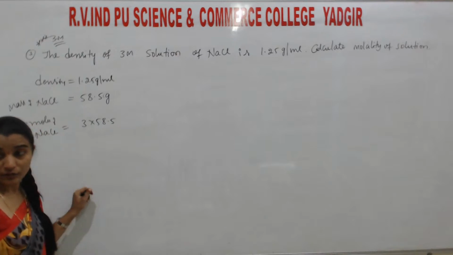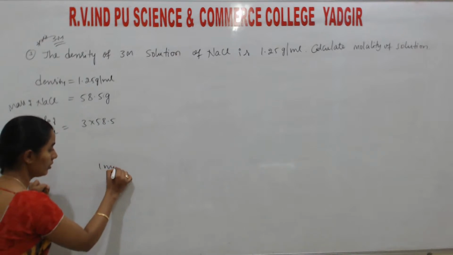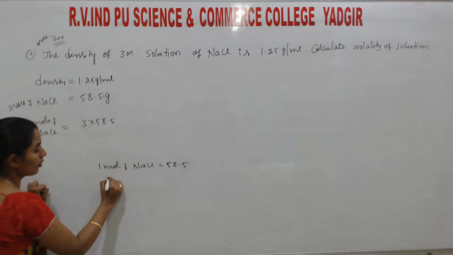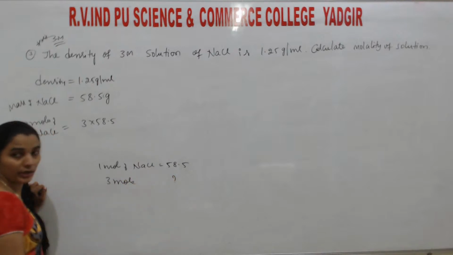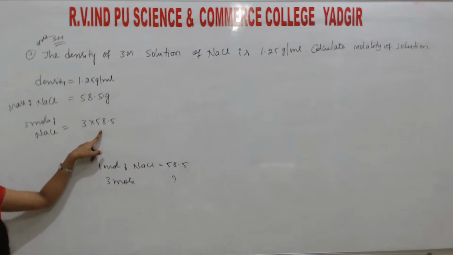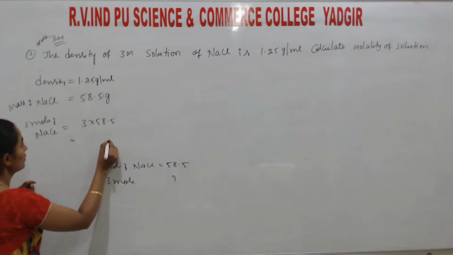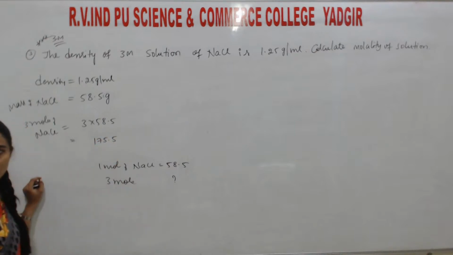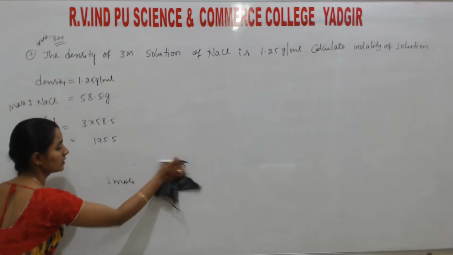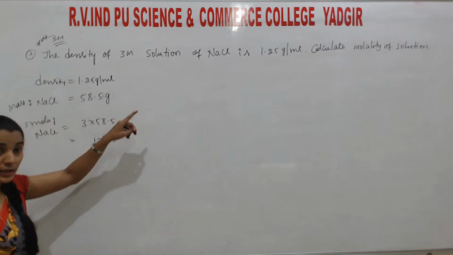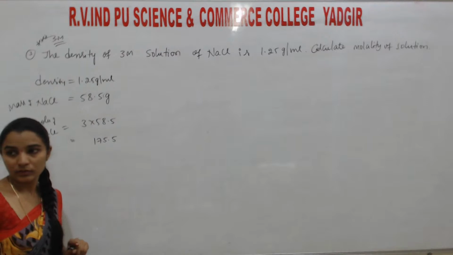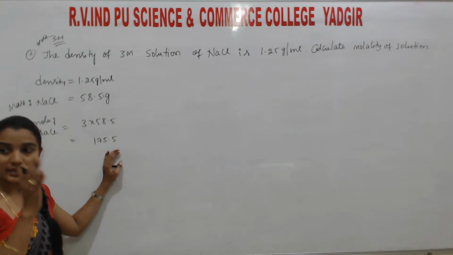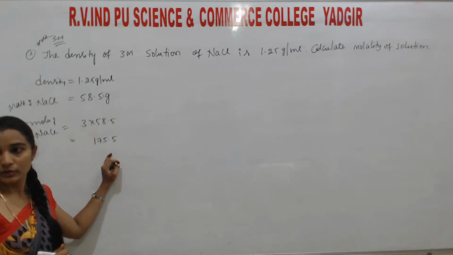Understood? Conversion I am telling. 1 mole of NaCl is equal to 58.5. In the problem they give 3 mole. Then how many grams? 3 into 58.5. Just multiply and get 175.5. Okay, this is the NaCl present in the solution. Understand? So 175.5 gram of solute, that is NaCl, is dissolved in the solution.